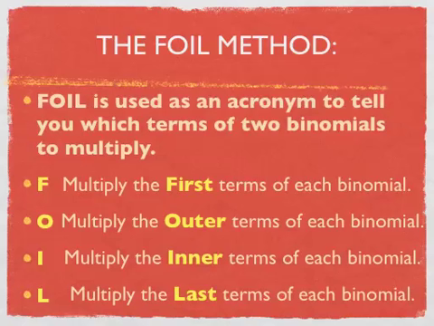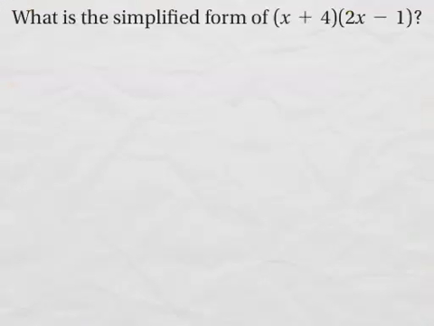But you're going to hear FOIL referred to a lot in classes that you take further down the road, and you do need to know what it is and how to use it. So this example says, what is the simplified form of x plus 4 times 2x minus 1? I'm just going to rewrite this multiplication problem, the two binomials. I'm going to use the FOIL method.